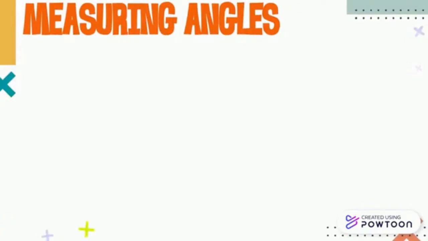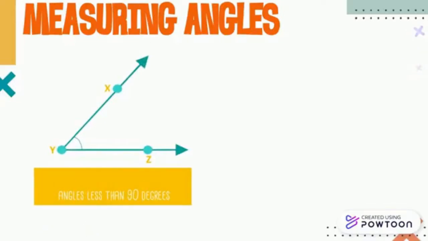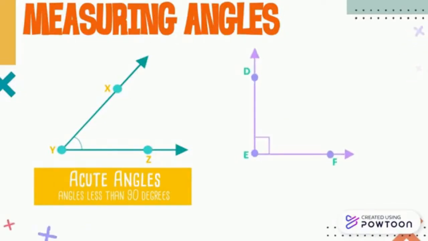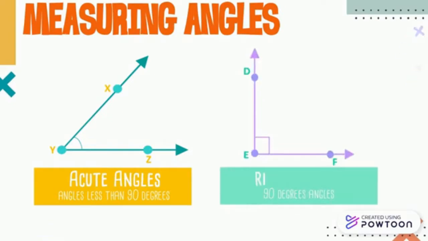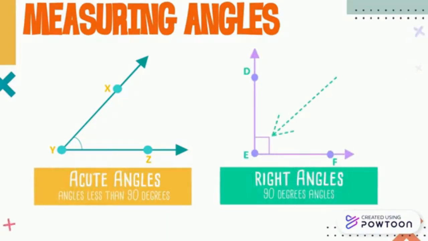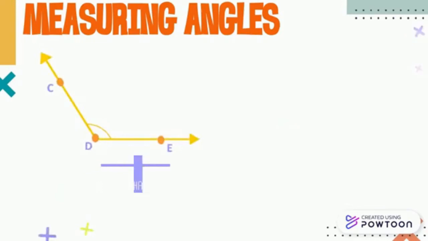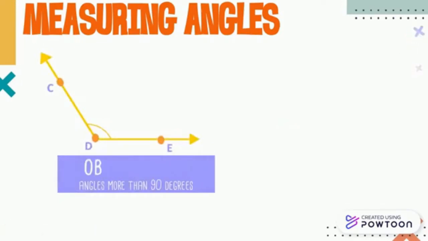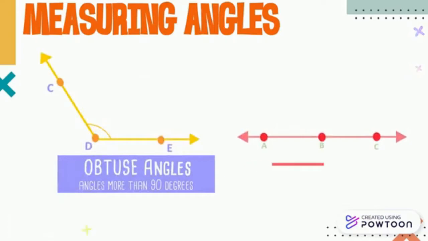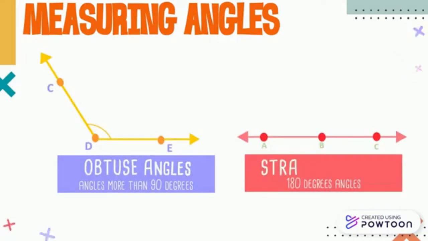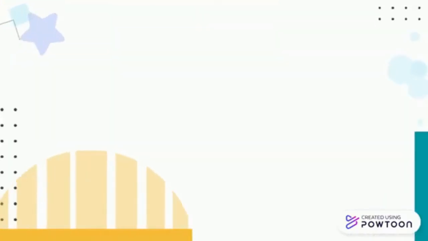Based on the measure of the angles, we have names for those. For those angles that are less than 90 degrees, they are called acute angles. 90 degree angles are called right angles. Please take note that we have a fixed symbol for right angles, and it looks like this. When you see this in some diagrams, we can safely say that it is a right angle. Angles that are more than 90 degrees are called obtuse angles. And angles that measure 180 degrees are called straight angles. We have labeled some of these angles.